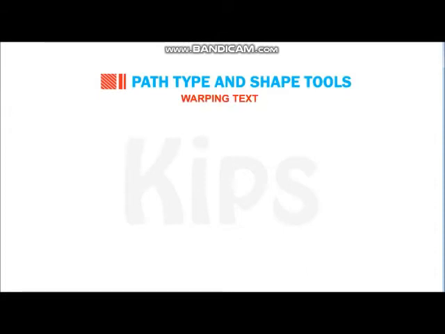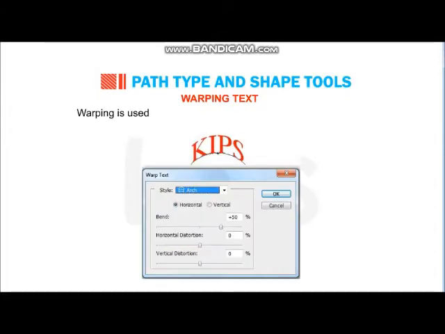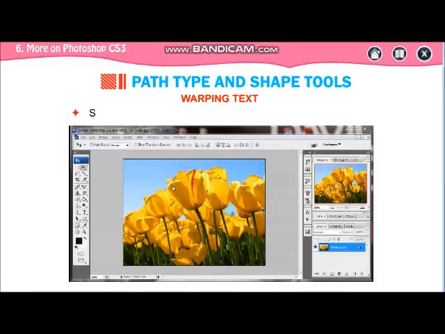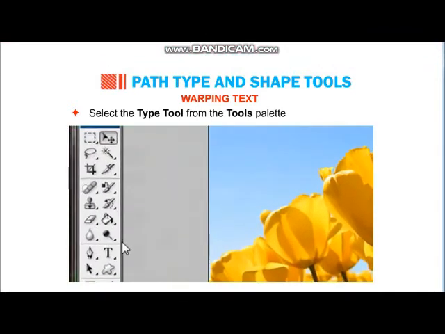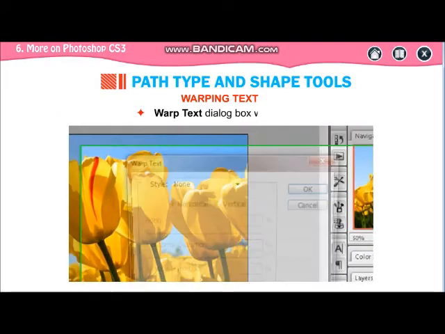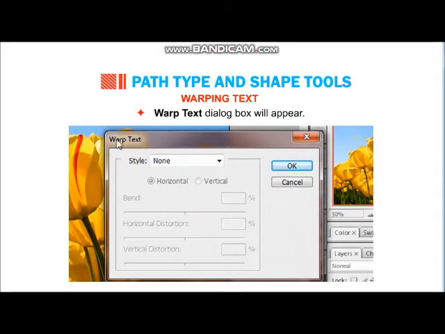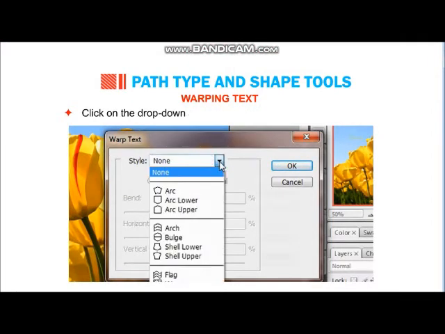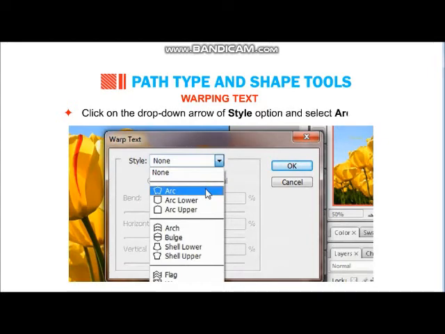Let's now talk about wrapping text. Wrapping is used to position the letters or text in different shapes. To use the wrap option, follow these steps. Select the Type tool from the tools palette and enter the text. Select the text and click on Create Wrap Text from the context menu. Wrap Text dialog box will appear. Click on the drop-down arrow of Style option and select Arc Style.